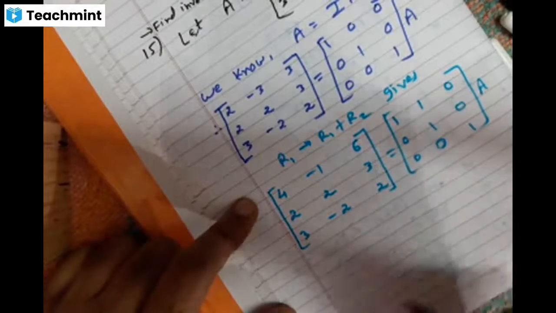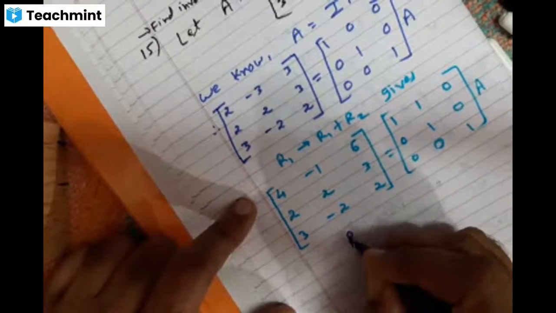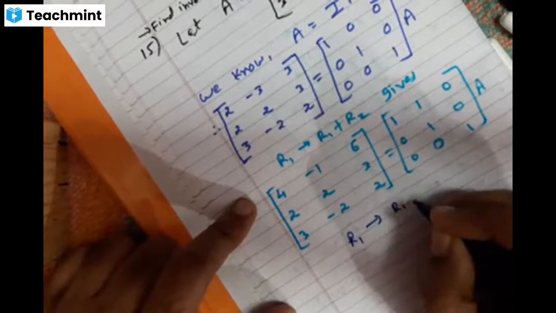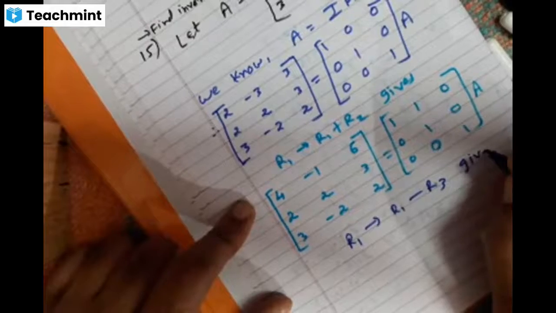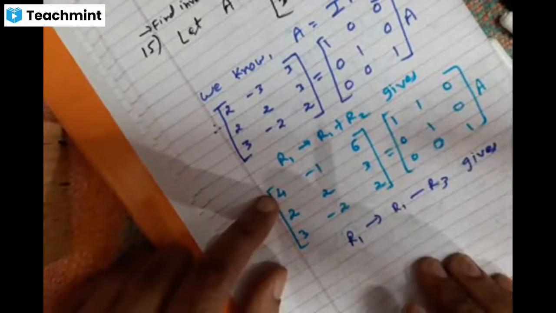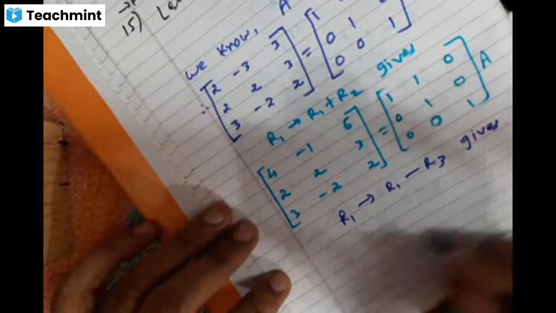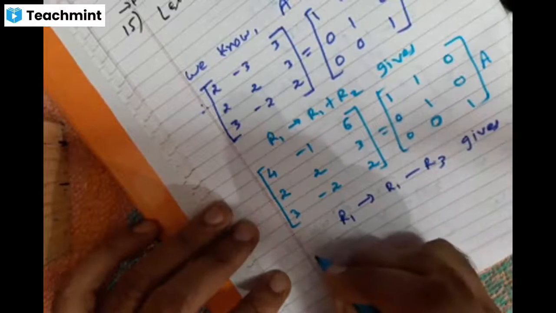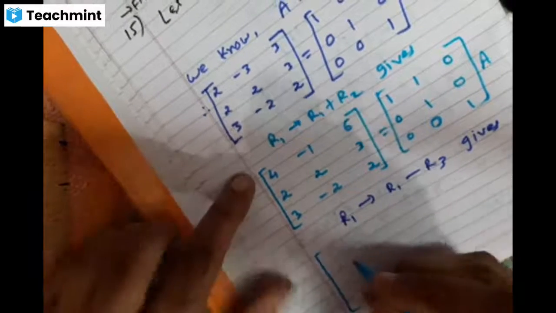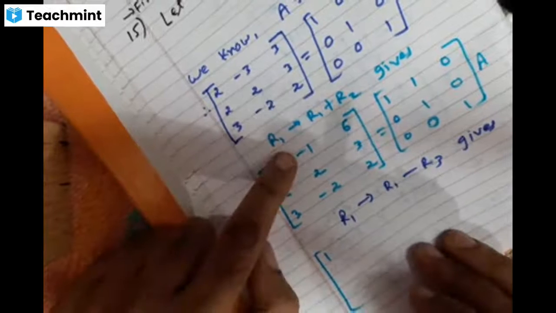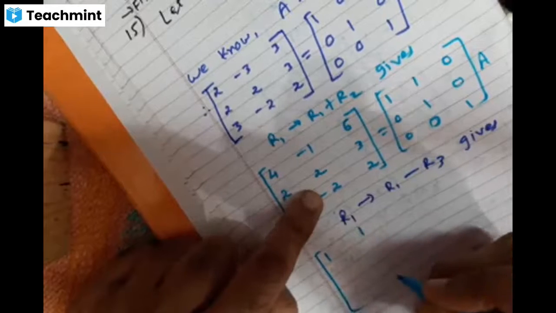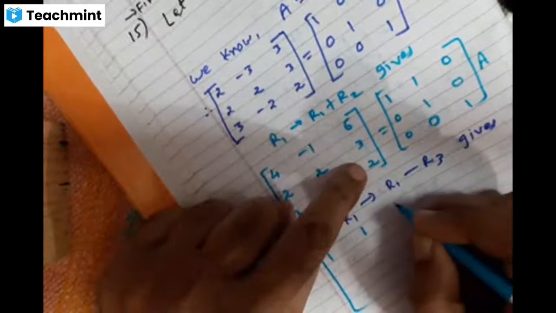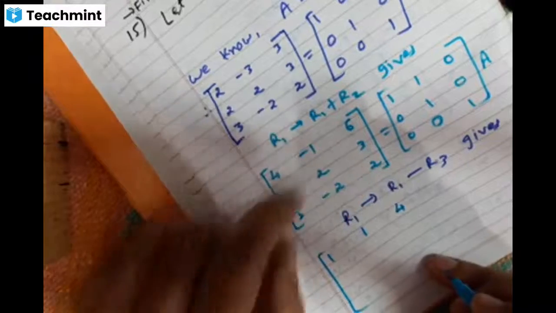Okay. So taking R1 to R1 minus R3, okay, we will do this. Then 4 minus 3 will directly give 1 over here, okay. So see what happens. This gives 4 minus 3 is 1, minus 1 minus minus 2, so minus 1 plus 2, so here also I got 1, then 6 minus 2 will be 4.